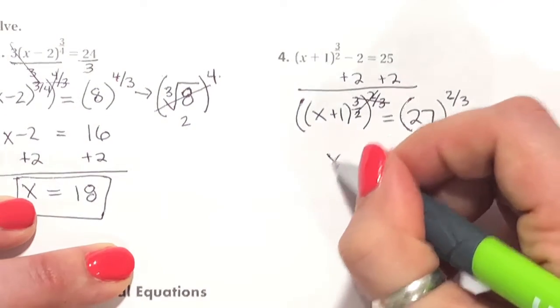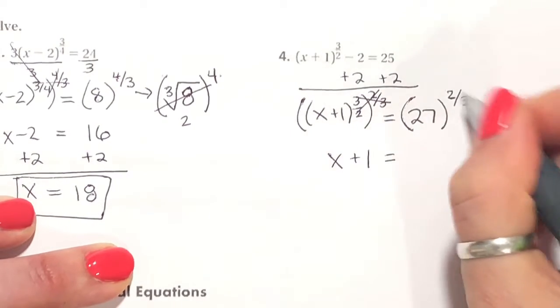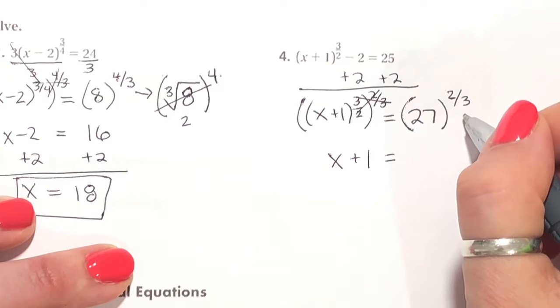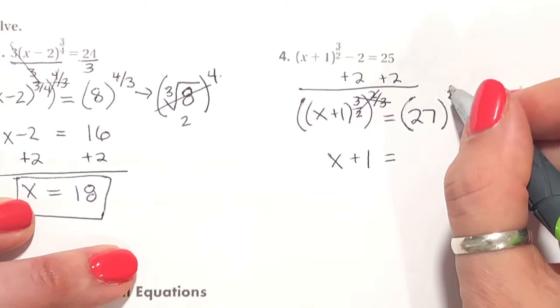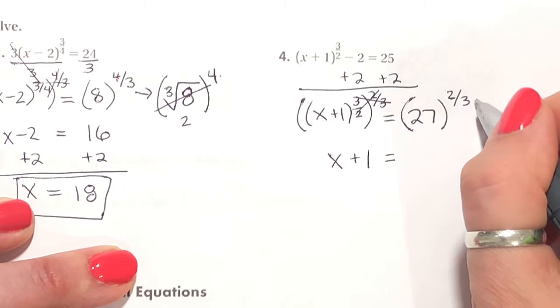So now I have x plus 1 on the left, and then 27 to the power of 2/3 on the right. So remember, this was your power, so this is saying like 27 squared, and then a root of 3, so a cube root.